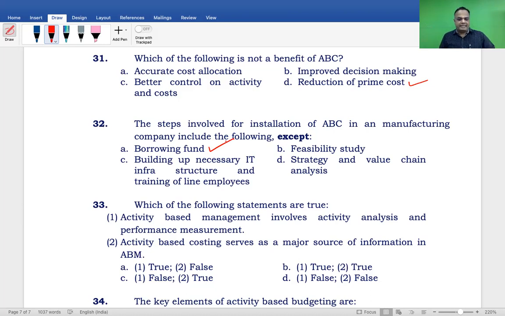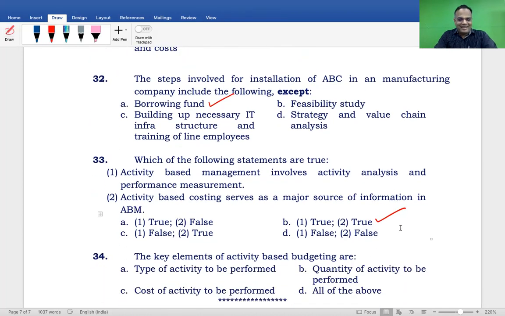Right? Next, which of the following statements are true? First one, activity-based management involves activity analysis and performance measurement. Yes, sir. Yes. Second one, activity-based costing serves as a major source of information in ABM. Yes. Yes or no? So, option A, true and false. Option B, true and true. Option C, false and true. Option D, false and false. True and true. Both are true. Am I right or not? Yes, good. Both are true.